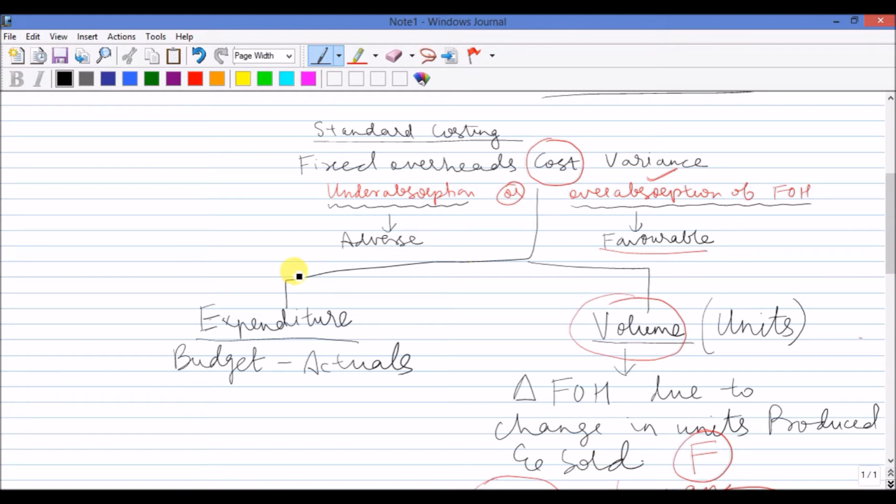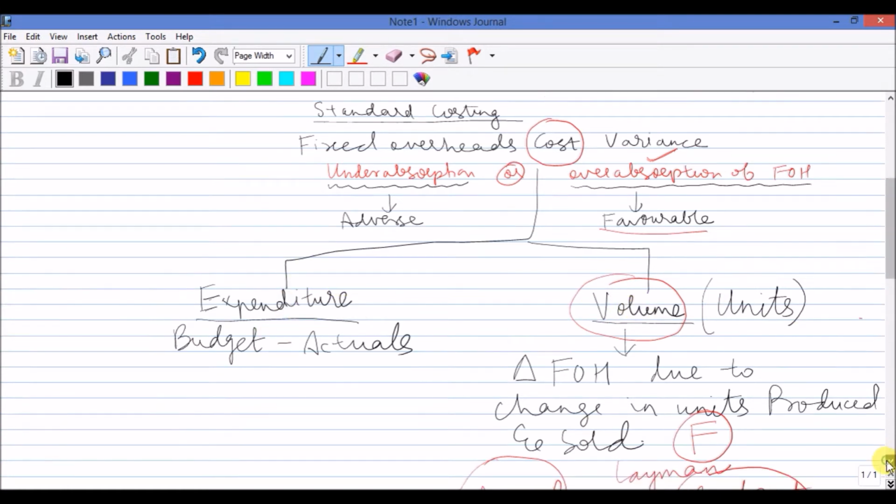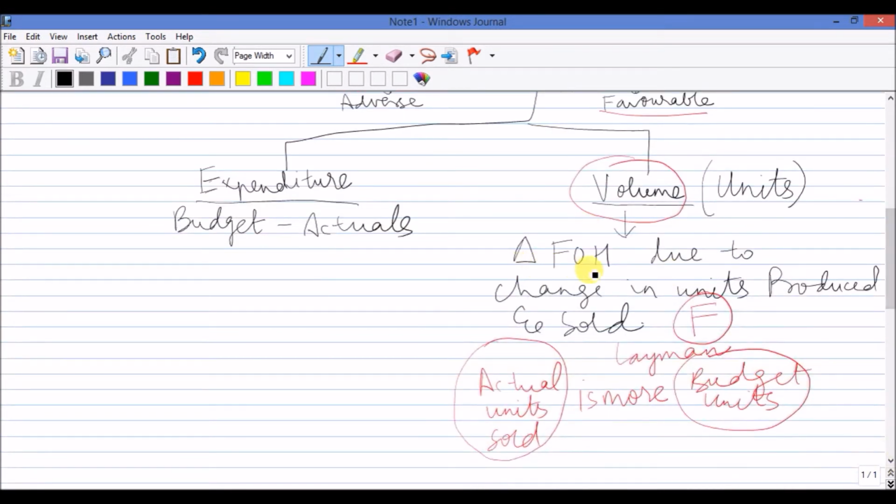Now the cost variance is divided into two parts. One is the expenditure and the other is volume. In volume, what it means is there is a change in fixed overheads due to change in units produced and sold. It means if you sell more number of units, then your variance is going to be favorable.